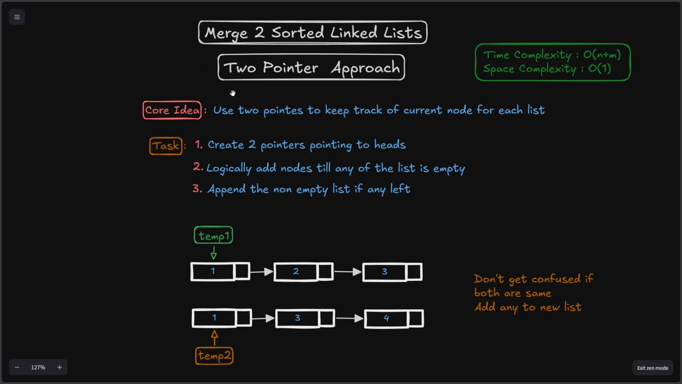Basically, the core idea behind this method is we are going to use two pointers to keep track of the current nodes, and we are going to append the smaller node to a tail. So we are going to create two pointers pointing to the heads. You're going to logically add nodes till one of the lists is empty. And once we reach a point where one of the lists is empty, this third case is going to run, where the other list which is not empty is going to be appended to the tail.